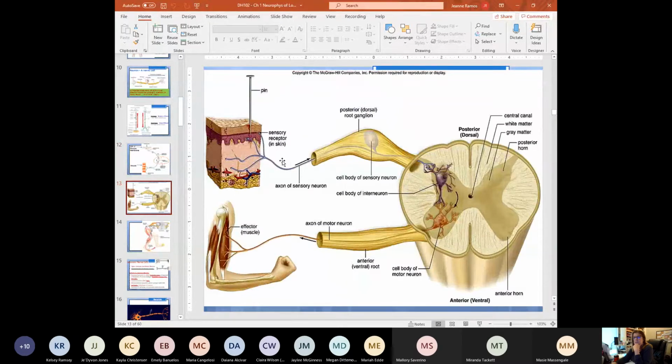Here's another example of the same thing. You can kind of see yourself that this sensory neuron is going to, here's the interneuron, here's the spinal column, and it takes it this way and into a muscle.